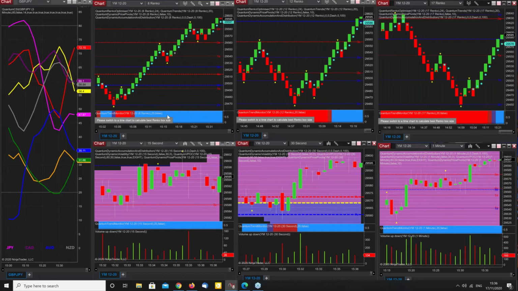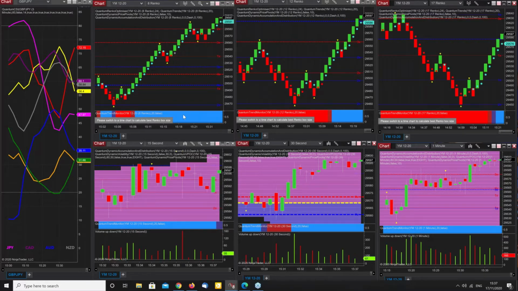As far as the trend monitor is concerned, absolutely nothing. There's nothing at all, not a flicker of a change there. And that gives you so much confidence to hold that position.